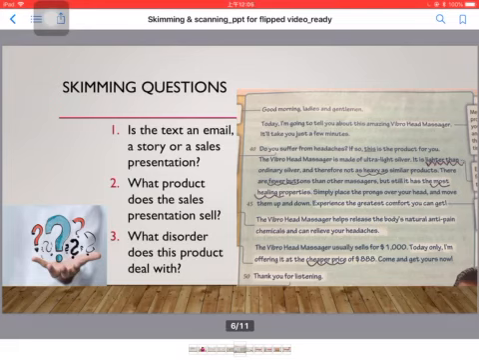Question 3: what disorder does the product deal with? What can it cure? What kind of problem can it help you solve? I remember paragraph 2, do you suffer from headaches? So we know that it's going to help you with headaches, and that's the answer for question 3. So this is skimming, very quick reading to get a general idea.